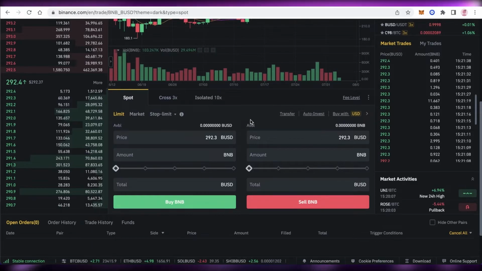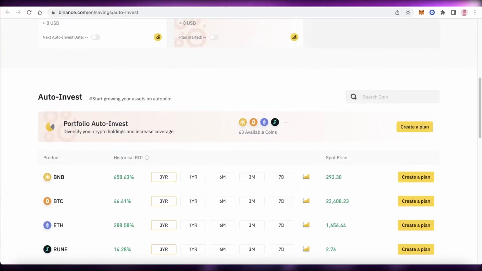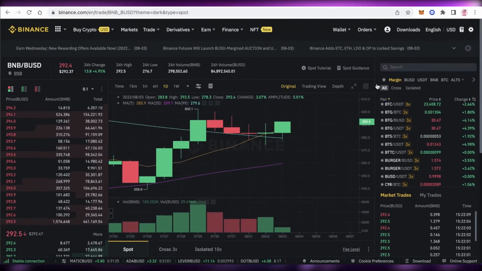It's not confusing, it's very simple. And you can also click on auto invest over here and create an investment plan for BNB with BUSD, with the fiat that you have in your wallet. So that is how simple and easy it is to buy the Binance native coin BNB from the Binance exchange.